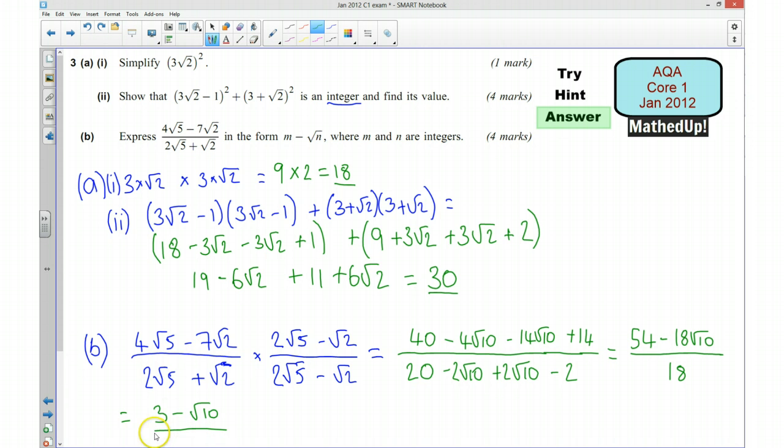And there you go, there's my answer, where m is 3 and n is 10.